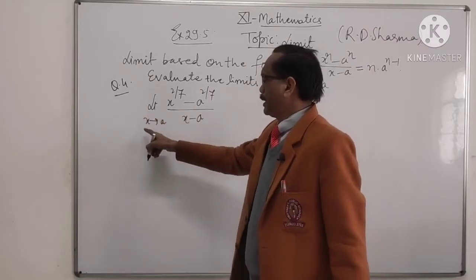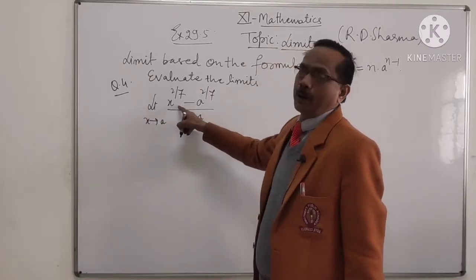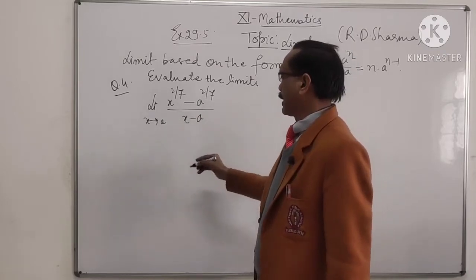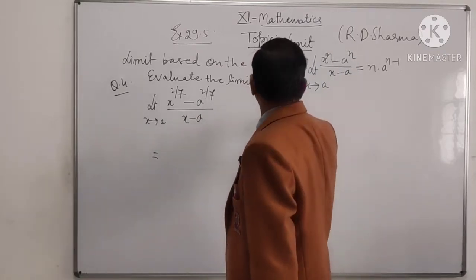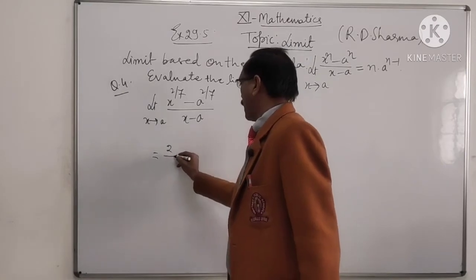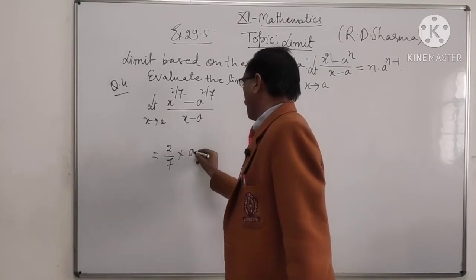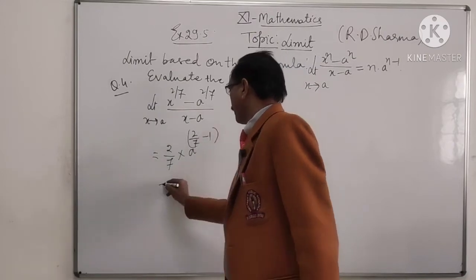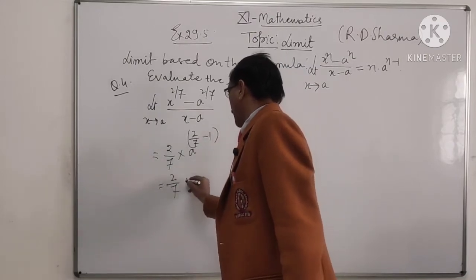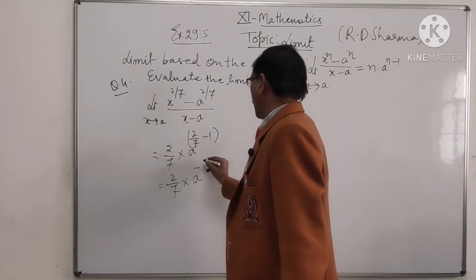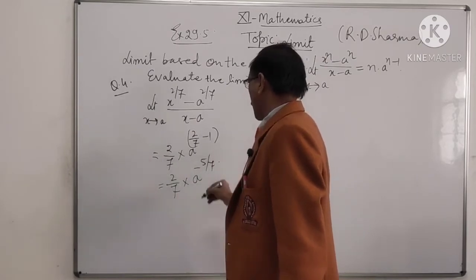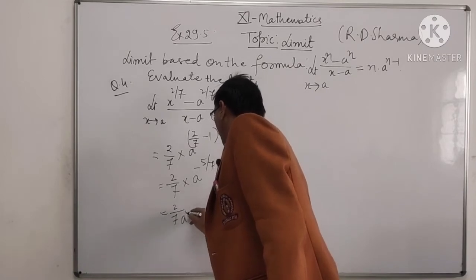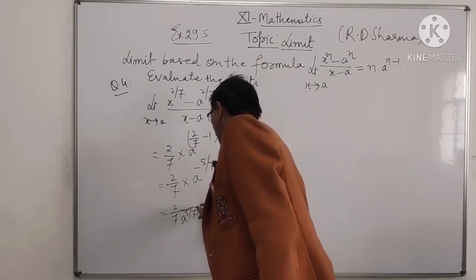Solve the limit x tends to a, x power 2 by 7 minus a power 2 by 7 upon x minus a. According to the formula, it is 2 by 7 into a power 2 by 7 minus 1. It is 2 by 7 into a power minus 5 upon 7, and it becomes 2 by 7 into a power minus 5 upon 7 is the answer.